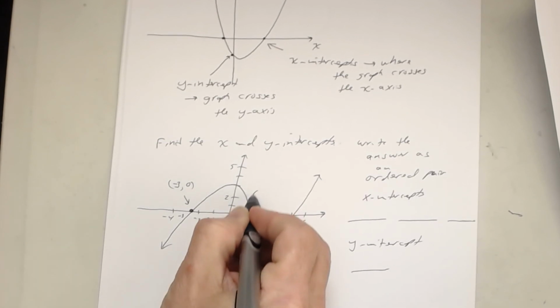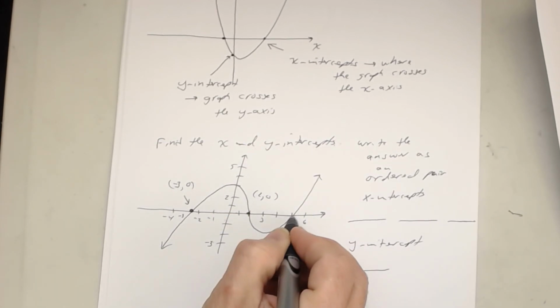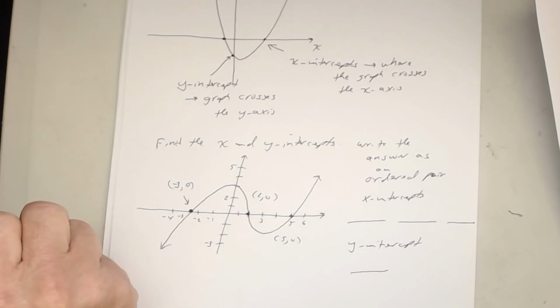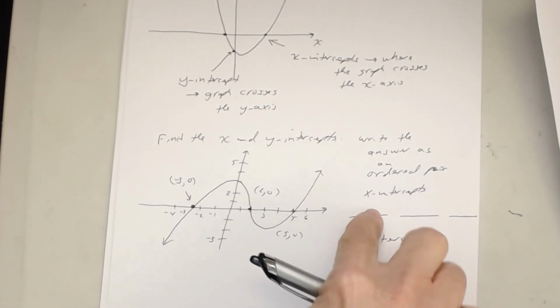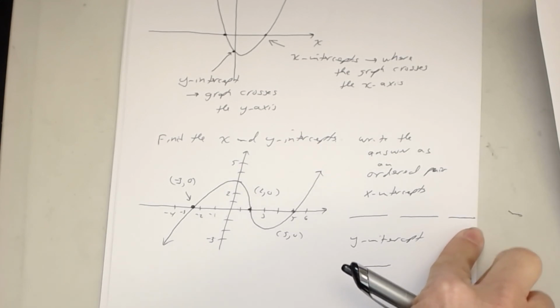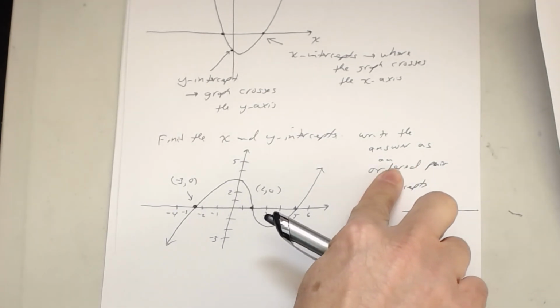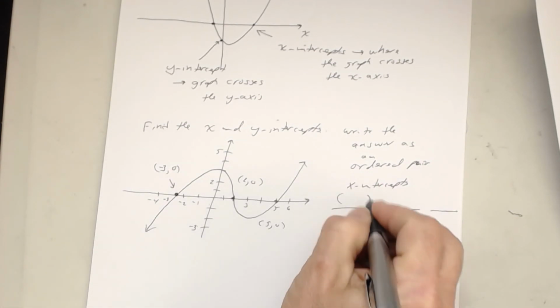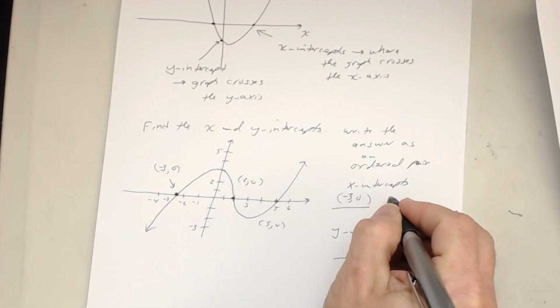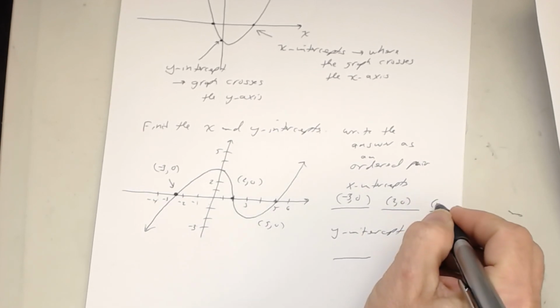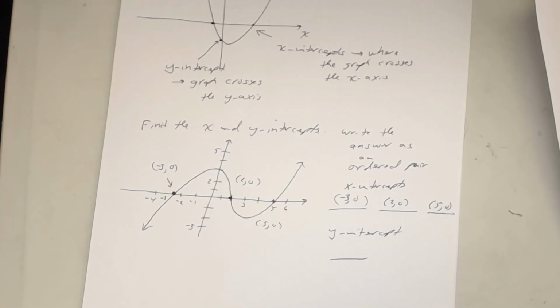What are the coordinates of this point? 2, 0. What are the coordinates of this point? 5, 0. So those are ordered pairs. So don't just put -3, 2, and 5 if the direction says write as an ordered pair. If it says write as an ordered pair, you're supposed to say -3, 0. What else? 2, 0, and then 5, 0. If the point is not on the x-axis, then that would not be an X-intercept or a Y-intercept. It's got to intersect the x-axis. That's the definition of X-intercept, where it crosses the x-axis.